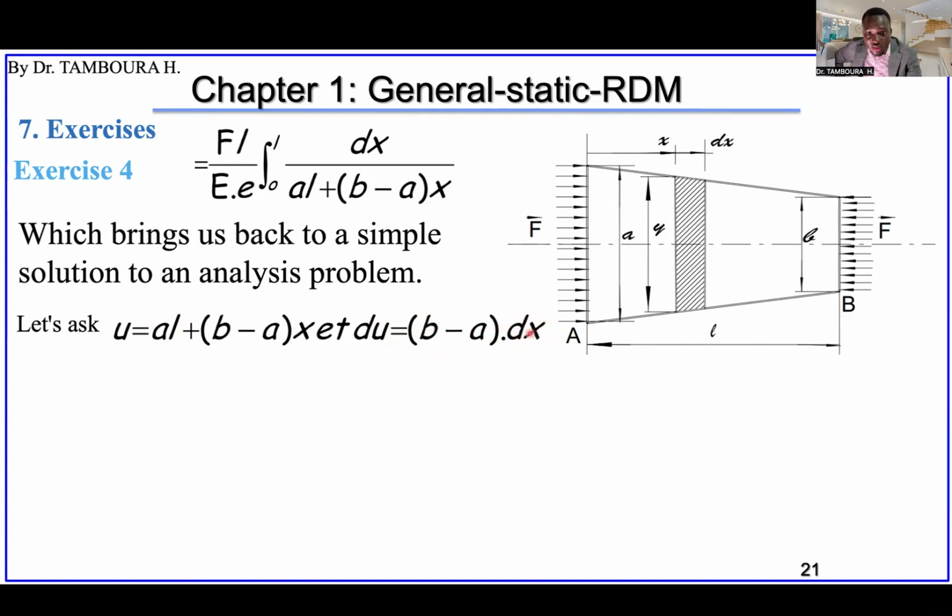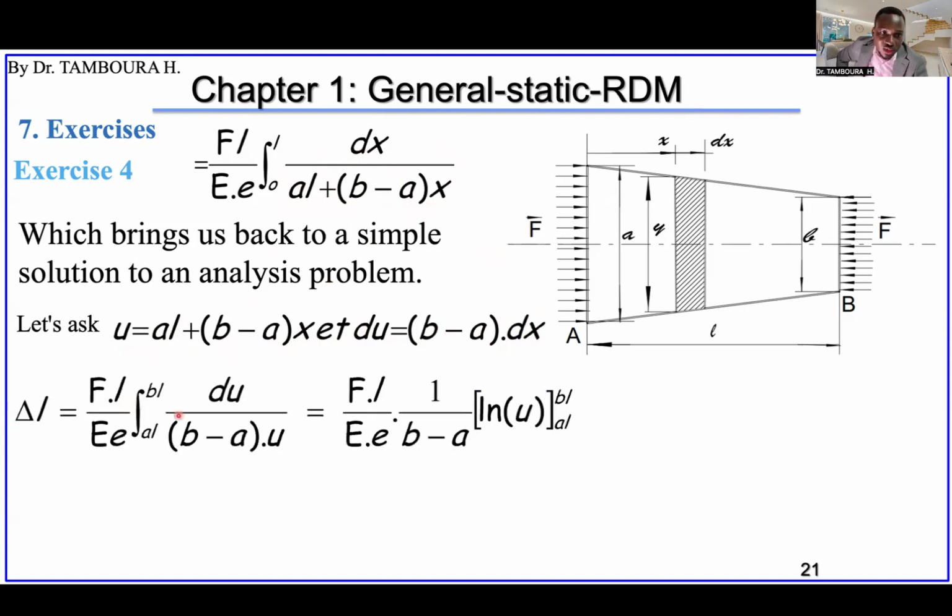Okay, we obtain dx. And this dx will be replaced here. This one will be replaced by the value of dx here. It means du divided by b minus a will be replaced here. And for this one, this is already u here. Just replace it by u. All this will be replaced by u. Okay.